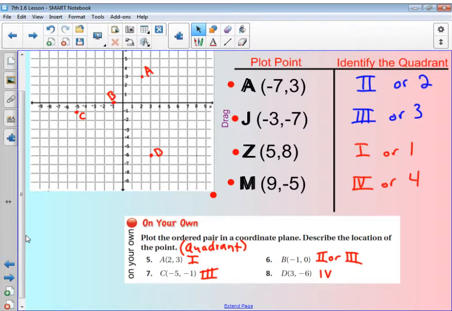Okay, so those points are plotted and the quadrants you should be able to check also.